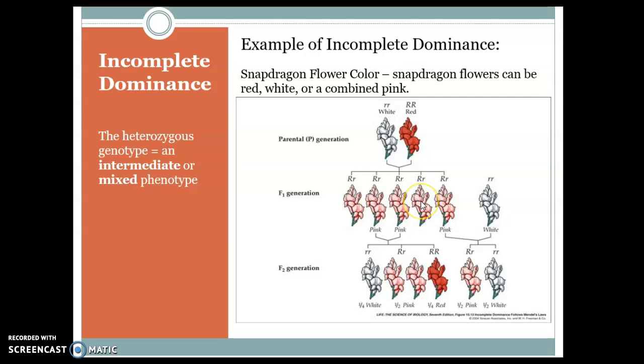Notice if we cross that generation of pink flowers, we could end up with white flowers, pink flowers, or red flowers. If you were to look at a Punnett square where you cross the heterozygous big R little r with another heterozygous big R little r, you would see you could get about 25% of the homozygous little r, about 50% heterozygous pink big R little r, and about 25% that would be homozygous red.